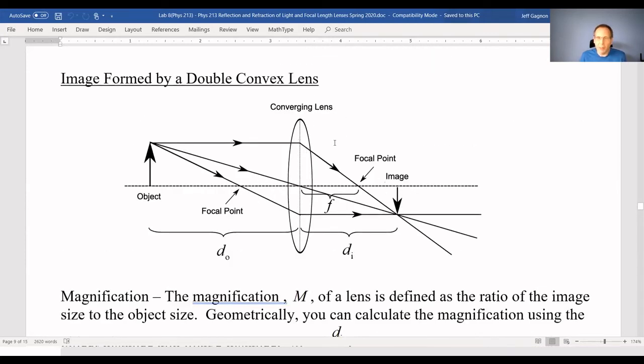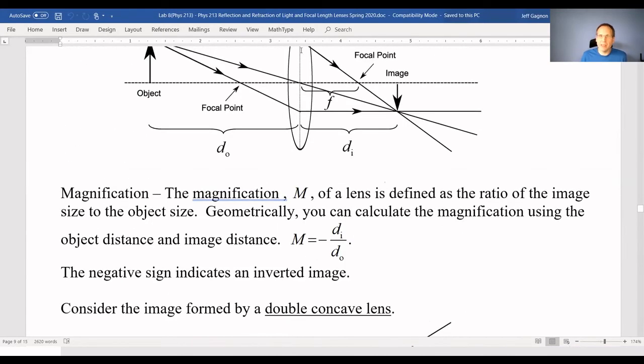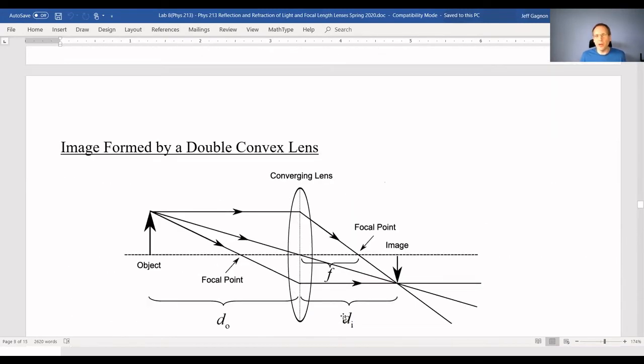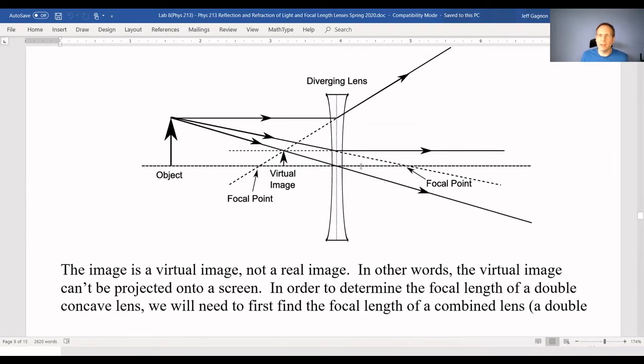If I put a combination of both lenses, I have an actual image on the other side, and I can move the screen there and focus that image. So we're going to combine the 10 centimeter converging lens with this diverging lens. Think of them as being placed together. Then we'll get a situation like this where we can figure out DO and DI. And we'll use that later to find the focal length of this diverging lens. I'll explain that in a minute.